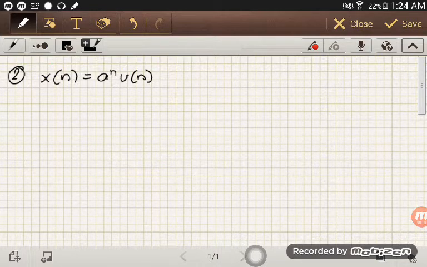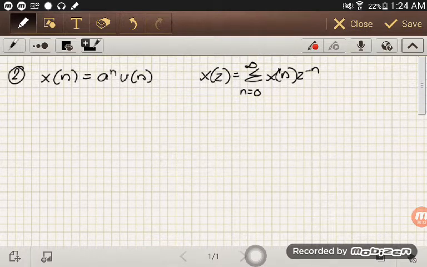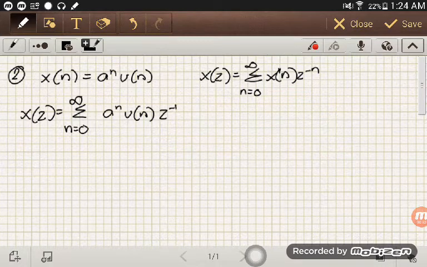Given the basic equation for the Z transform, which is X(z) equal to the summation of x(n) z raised to negative n, when n is equal to 0 to positive infinity. So your x(n) is a^n times u(n). So your X(z) is equal to the summation when n is equal to 0 to positive infinity of your x(n), which is a^n u(n), multiplied by z raised to negative n.